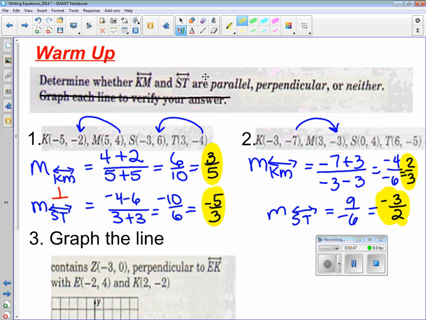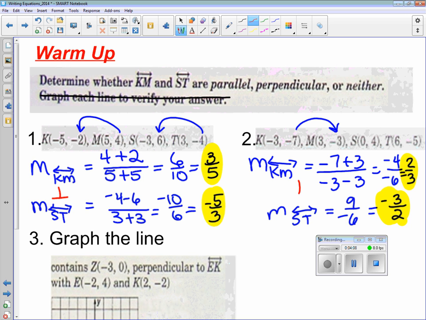What would a neither look like? Right, so like 1/3 and 2/5. Those would be neither parallel or perpendicular, right? So they're not exactly the same. If they're exactly the same, they're parallel. And then these are two cases of what we would say would be perpendicular lines.